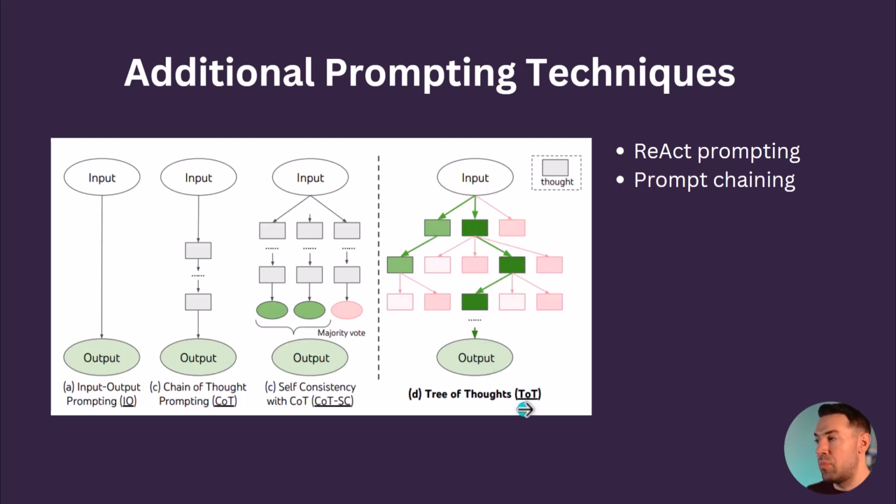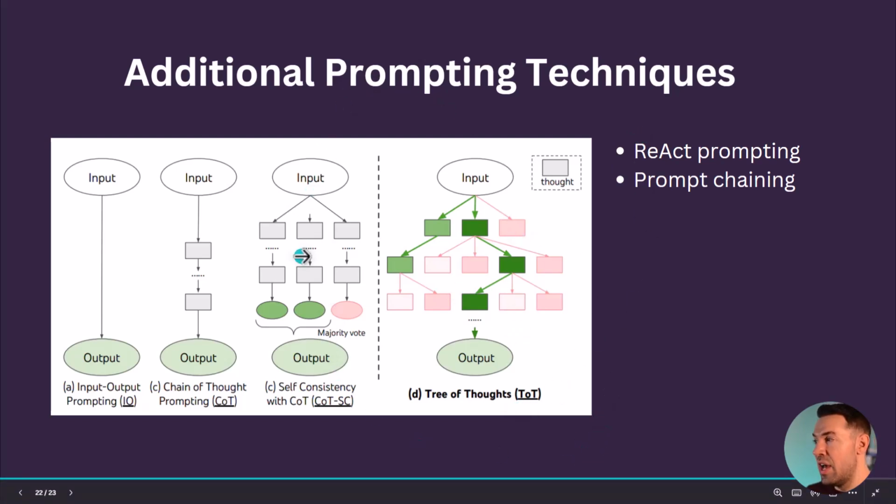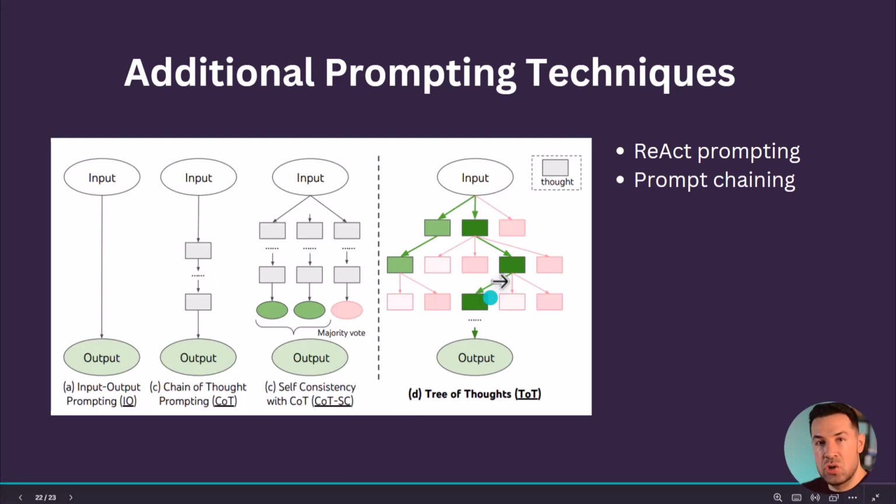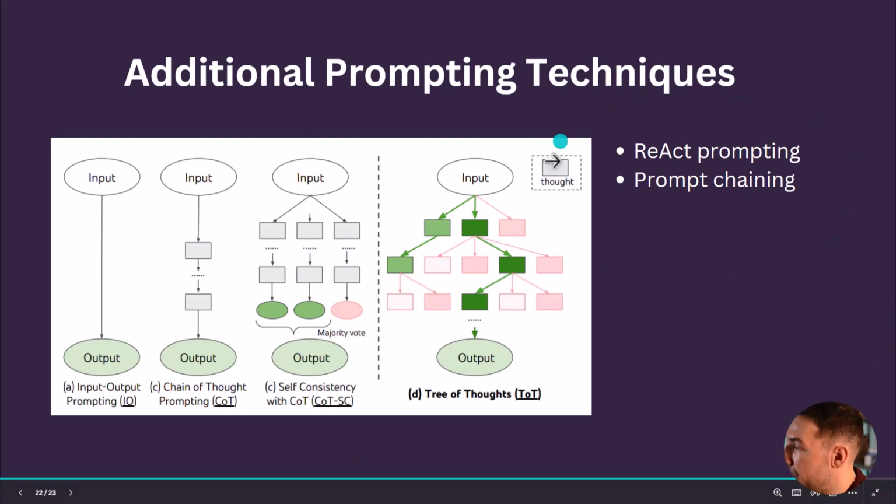So that's tree of thought prompting. That's an improvement on chain of thought prompting, just like self-consistency was. And then we've got two more techniques that you'll encounter and use.